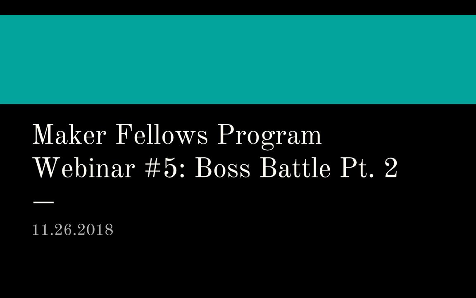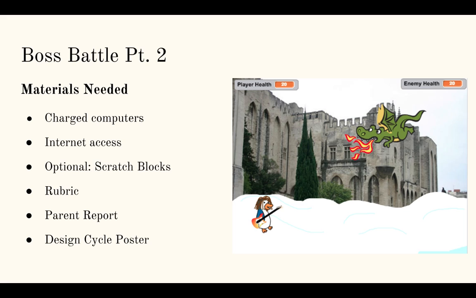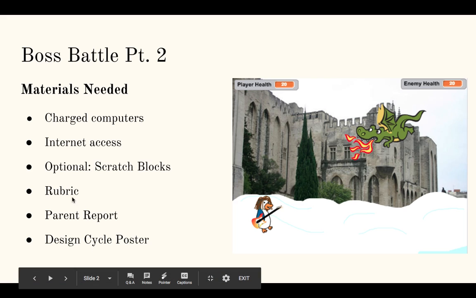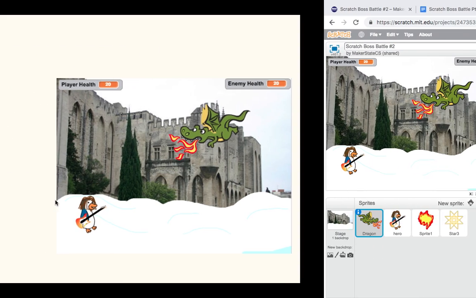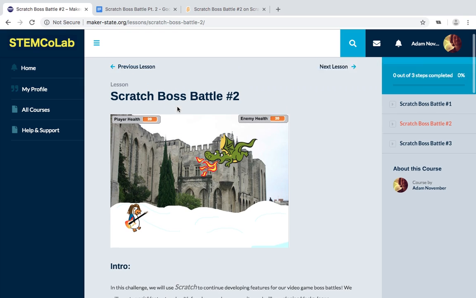And in this webinar, I'm going to discuss Boss Battle Part 2. To deliver Boss Battle Part 2, you're going to need your charged computers with internet access. Optionally, you can use your pre-printed scratch blocks, and you'll need your printed rubric and your printed parent report and your design cycle poster.